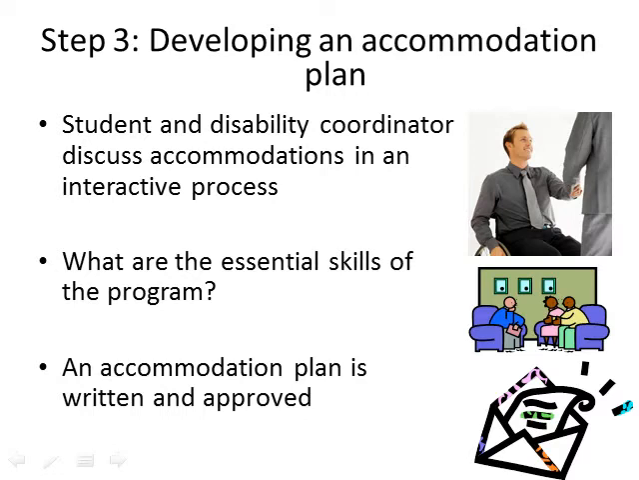At the end, an accommodation plan is written and approved. And the Office of Accessibility writes an agreement plan with the student that outlines the accommodations that they receive, as well as a letter to the faculty. And as a student, you will be getting both of these to confirm the accommodations that you receive.